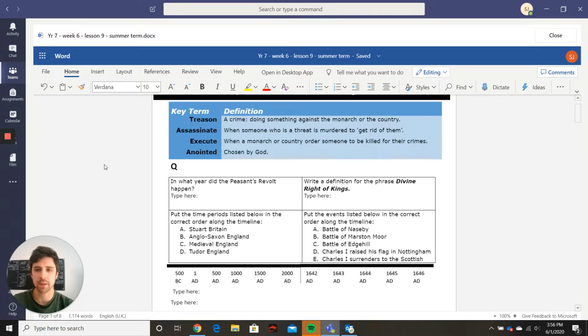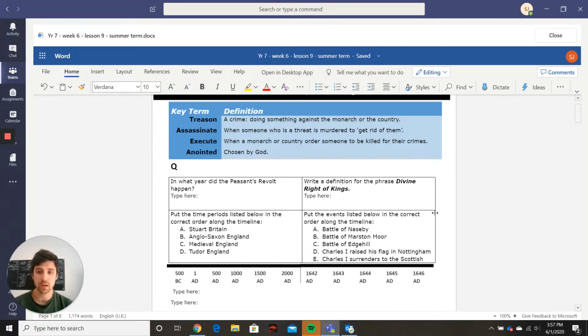In what year did the Peasants' Revolt happen? It was in 1381. And a definition for the phrase divine right of kings, where you want to say something along the lines of it's when kings or queens believed that they had been appointed by God. God had chosen them to be king, or queen, therefore nobody could go against their views or against their laws, because that would be like going against God.